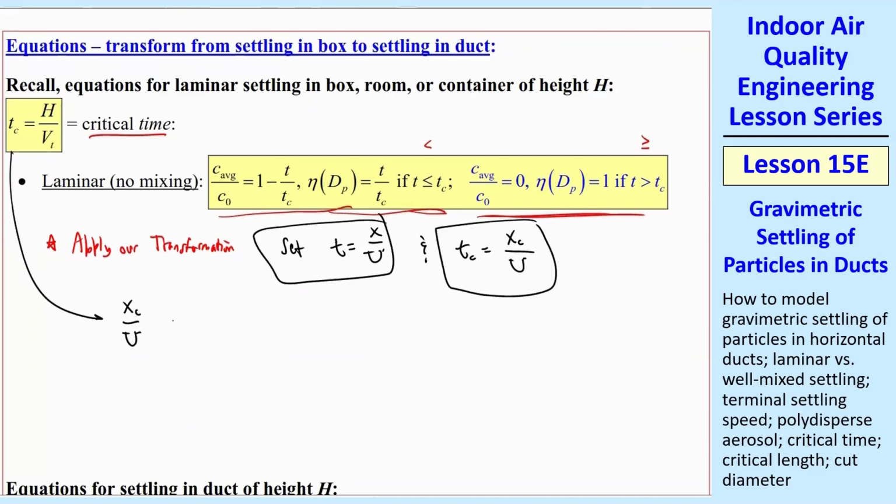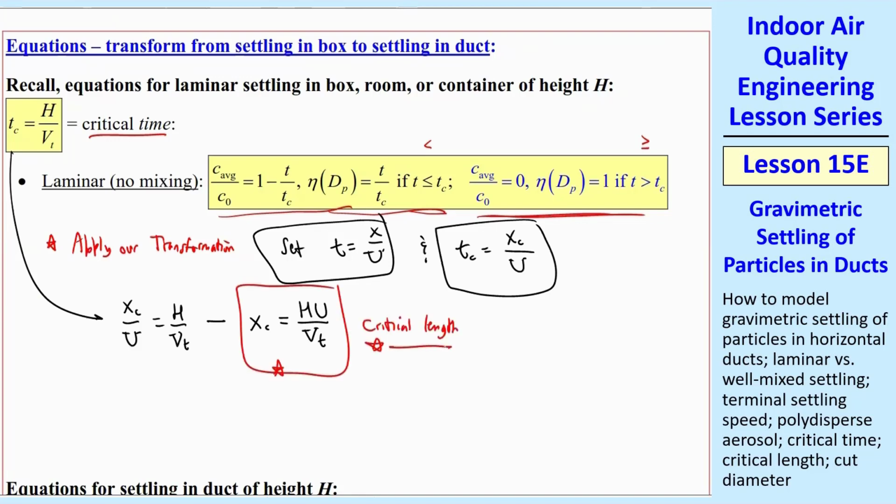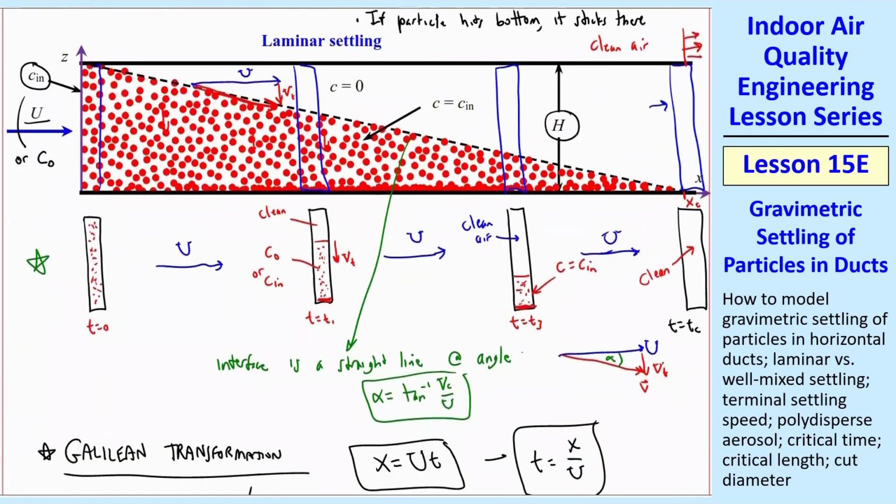Tc is xc over u, and that's h over vt. So we have an expression for the critical length, xc, is hu over vt. This is now the critical length where we used to have a critical time. Physically, this is the x location from the beginning of the duct to this location here, xc. This is the location where all the particles have now fallen to the bottom of the duct. And then from there on, it's clean air, as I've already said.